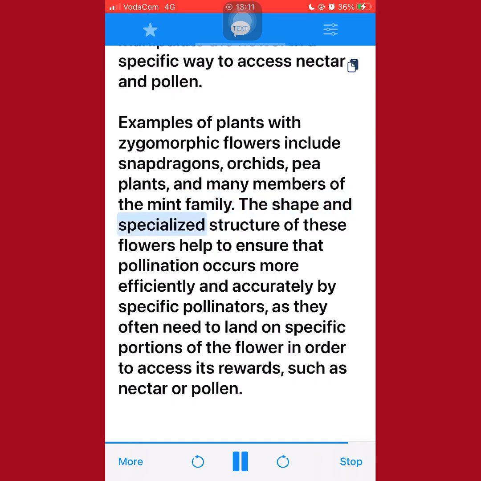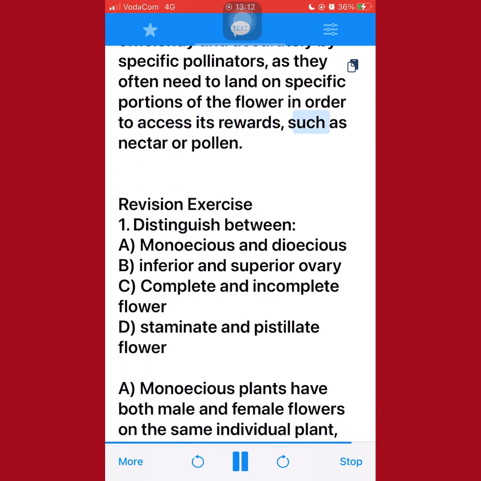The shape and specialized structure of these flowers help to ensure that pollination occurs more efficiently and accurately by specific pollinators, as they often need to land on specific portions of the flower in order to access its rewards, such as nectar or pollen.